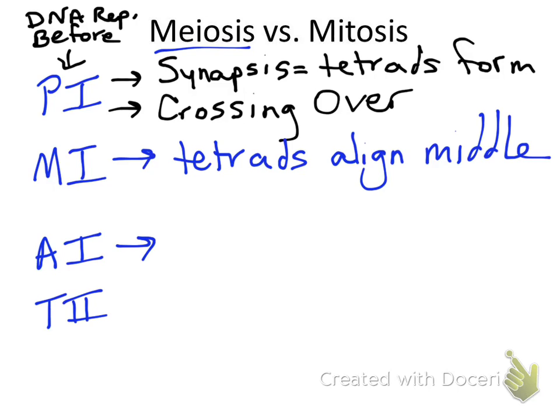And then during anaphase 1, what's going to happen? The tetrads split apart. And so then instead of sister chromatids being pulled to either end of the cell, we have whole chromosomes moving to opposite ends of the cell.